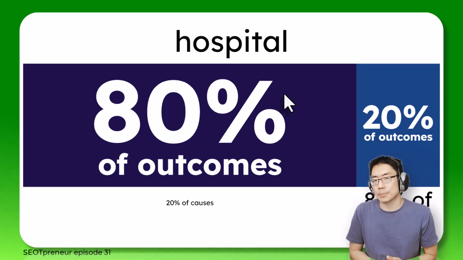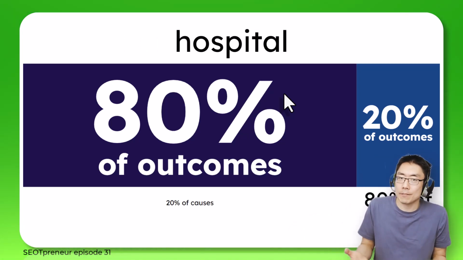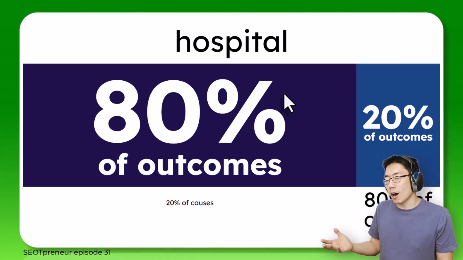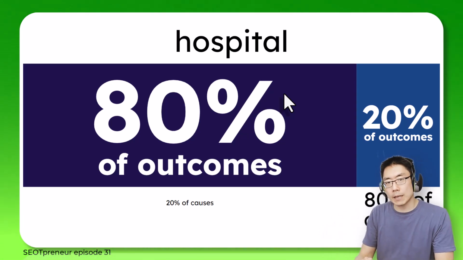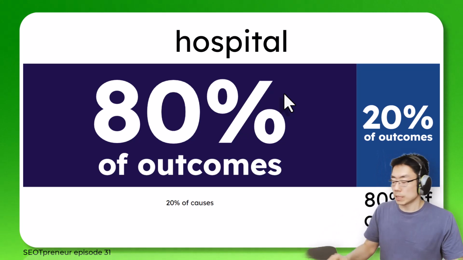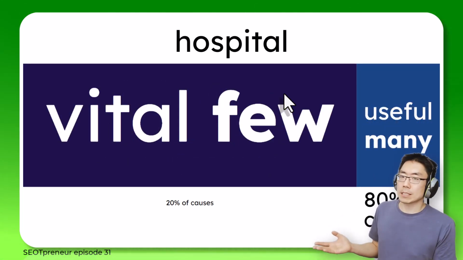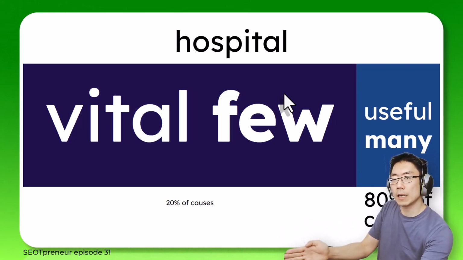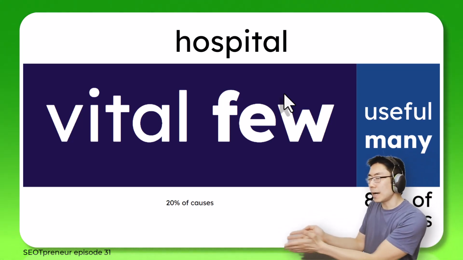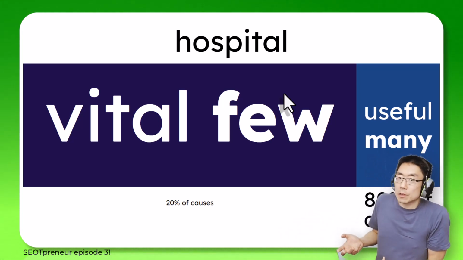What if this was a hospital? Every life is important, but we have to optimize where we spend our time, and maybe we need to focus on those 20% of causes that produce 80% of the outcome. So if we think about this as a hospital, those 80% of results, we call that the vital few. But the other side is still important. We call that the useful many.